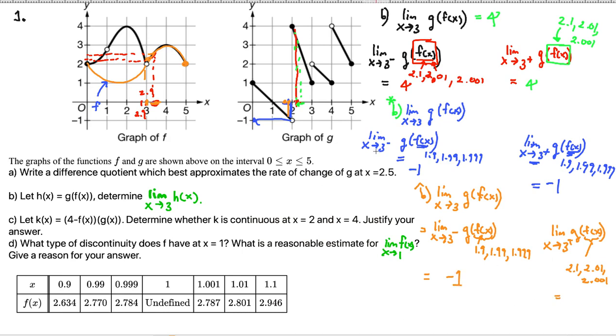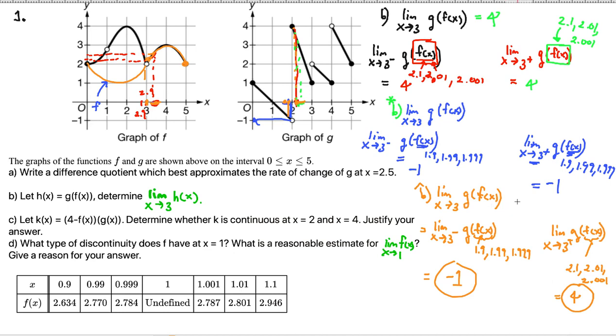If we look over here, I'm getting closer and closer to 2 on the inside. These x values are getting closer and closer to 2, but from above 2. And as I get closer and closer to 2 from the other side for g, I get closer and closer to 4. In this case, I use the fact that if the left-hand limit does not equal the right-hand limit, then the limit does not exist. The left-hand limit equals -1, and the right-hand limit equals +4.